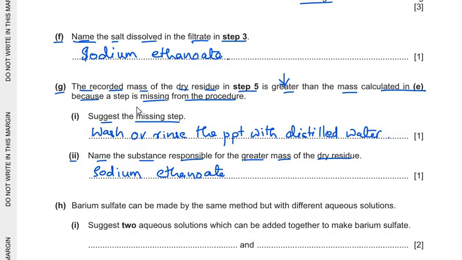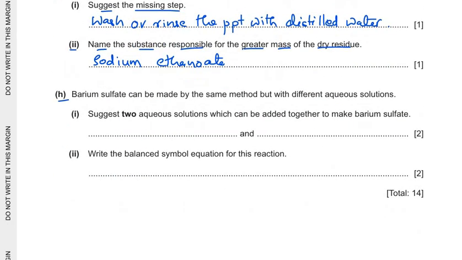Let's see what's the next part. H question here. Okay, barium sulfate can be made by the same method but with different aqueous solutions. So aqueous solutions which we have mixed in the earlier part should be different. Now suggest 2 aqueous solutions which can be added together to make the barium sulfate. Now the first thing is that there should be 2 solutions, one carrying the barium and the other carrying the sulfate, and both the compounds which we name should be soluble compounds, that is in the aqueous form.